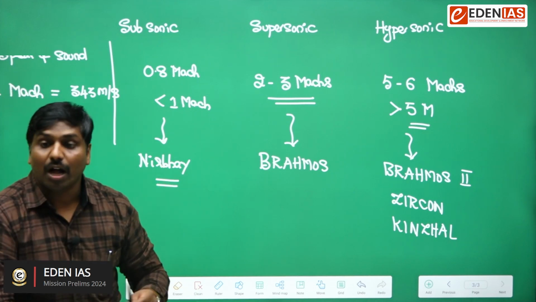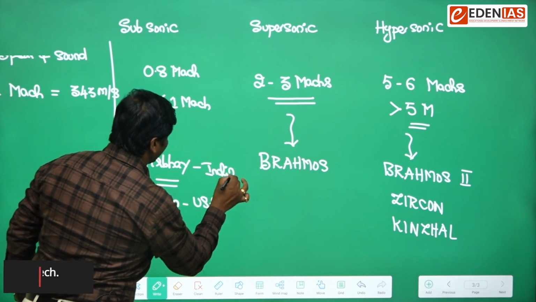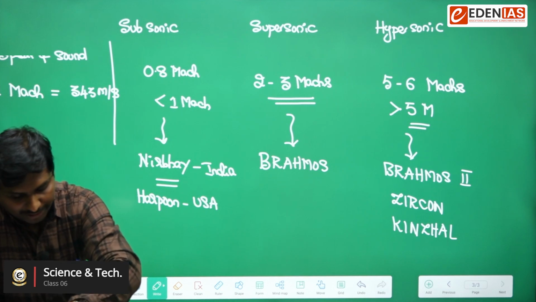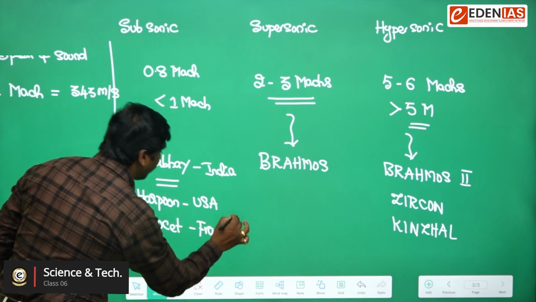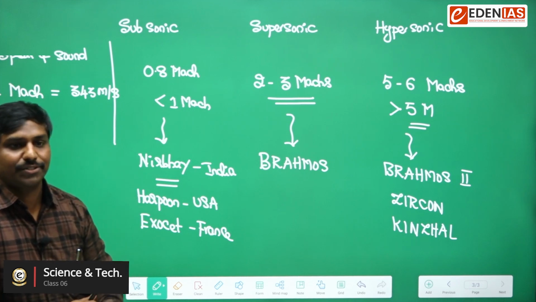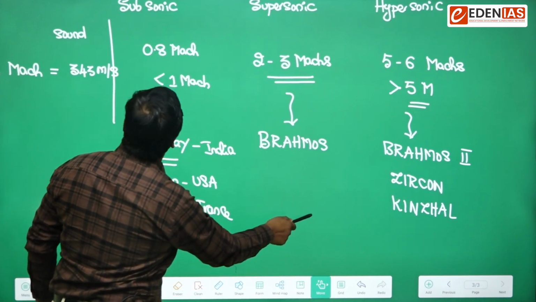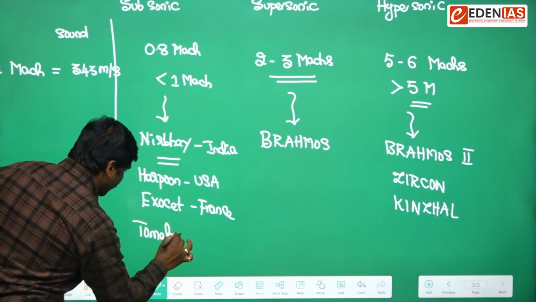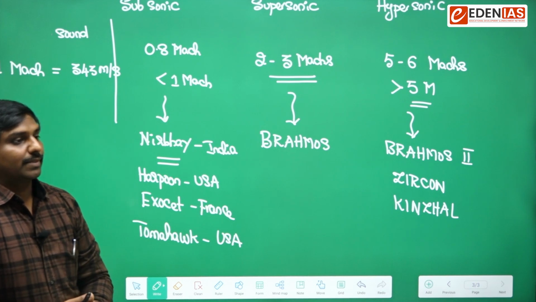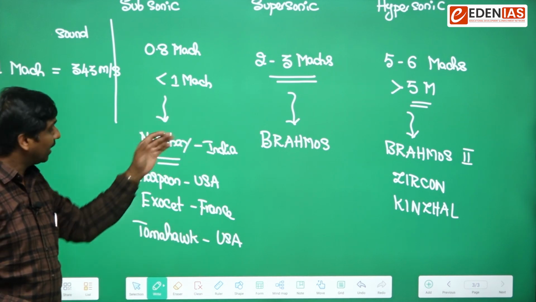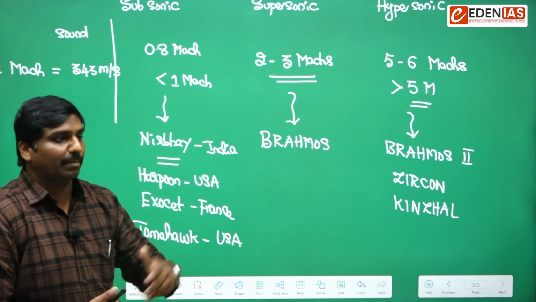Second, you mentioned Harpoon, Harpoon of USA. Then you mentioned Exocet, a subsonic missile of France. Then we have Tomahawk, of America. Okay, so some examples: Nirbhay subsonic missile, Harpoon subsonic missile, Exocet subsonic missile, and the American Tomahawk subsonic missile. So these are some examples of subsonic missiles.